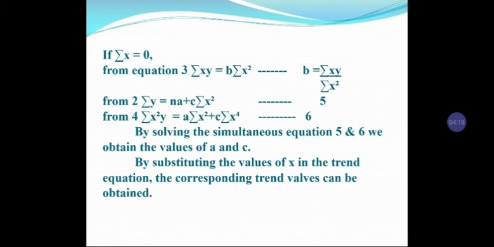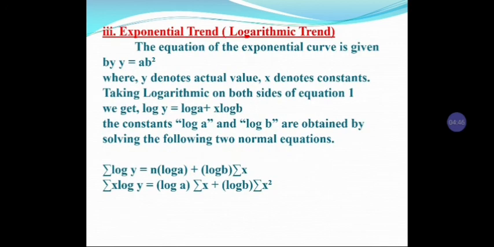From equation 3 we will substitute your b, and that will be sigma xy is equal to sigma x square. All these solutions I will do on the board, where I need to interchange one term with another to get the required term. If I explain here, you will not understand, so on the board I will for sure explain it.